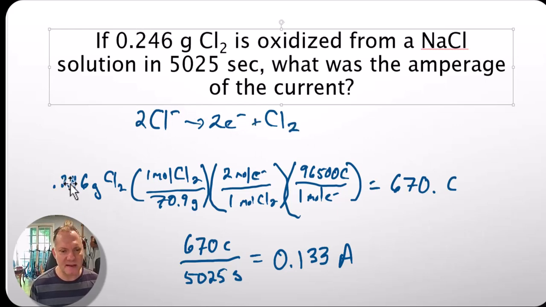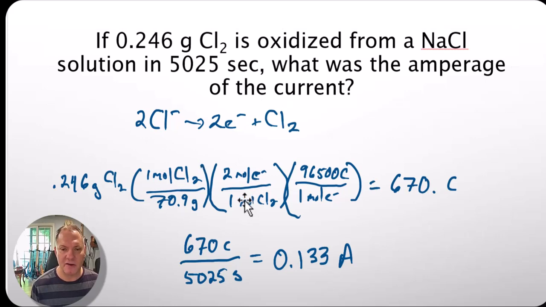I'm going to start with the mass this time, 2.46 grams of chlorine. Then I can use the molar mass to convert to moles. And from my equation here, I know that it's going to require 2 moles of electrons for every mole of chlorine. That's where I'm done with the chemistry. I move myself into the physics by saying, okay, a mole of electrons is 96,500 coulombs, and boom, now I know how many coulombs of charge must be moved. I also know the time, this many seconds. The number of coulombs per the number of seconds is the amperage. So coulombs per second, 0.133 amps.